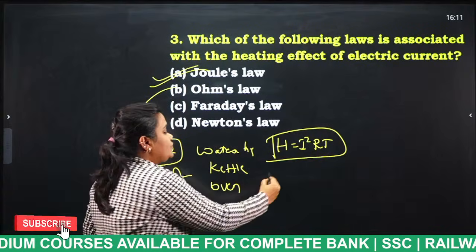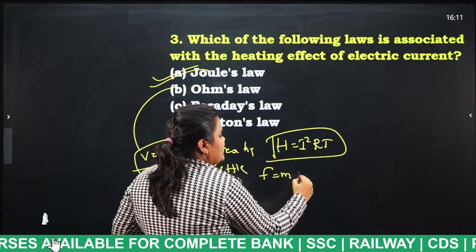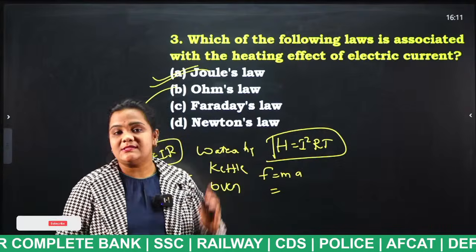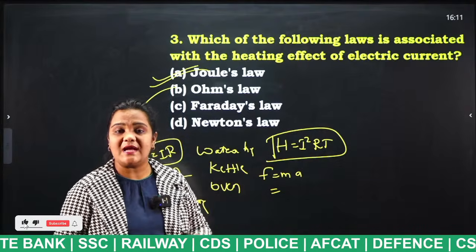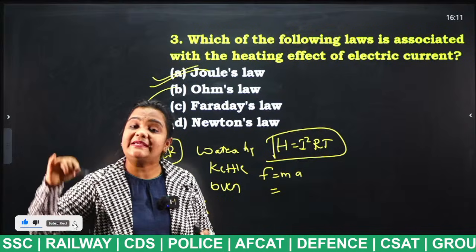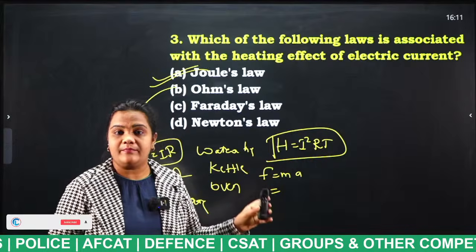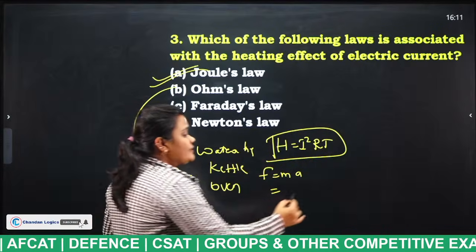And what do you mean by Newton's second law? F is equal to ma, that is mass into acceleration. This is Newton's second law. And what do you mean by Newton's third law? To every action there is an equal and opposite reaction. What is the perfect example, students? Rocket.